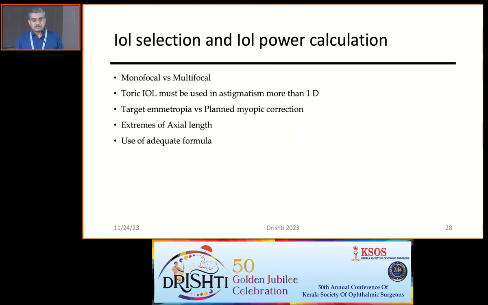IOL selection, nothing much, but it is very important that you need not always go for a multifocal lens. It's the patient's choice, what their expectation is and what their lifestyle is. You can choose between monofocal and multifocal even in refractive lens exchange, but in astigmatism always give the option of a toric IOL. You need not target emmetropia in all cases. You can even plan a myopic correction depending upon the patient's lifestyle.